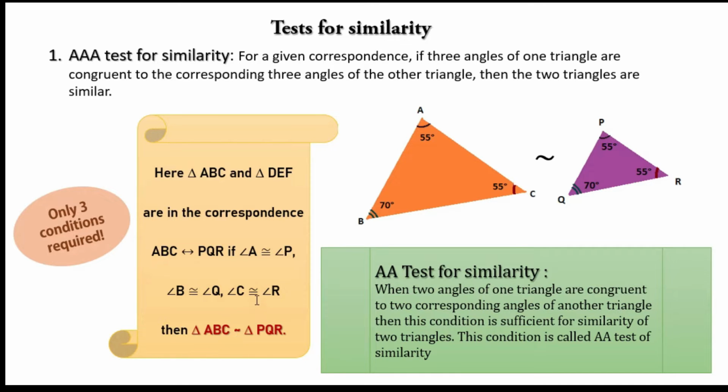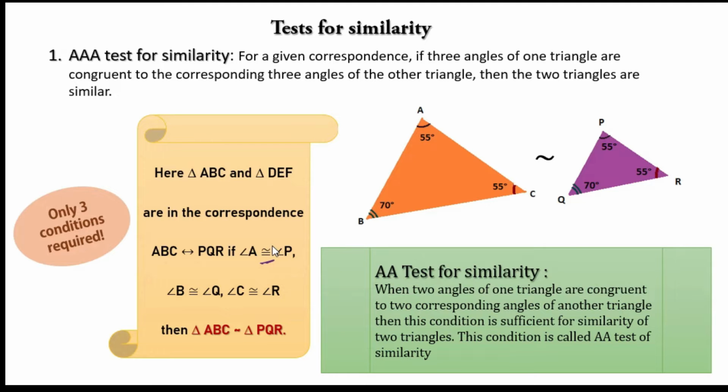There is a difference between congruent and similar. We are just going to check this test in order to prove whether they are similar or not. We are not interested in proving them congruent. Don't get confused. To find this similarity, we require only three conditions. See this? Only three conditions are required. This is the first condition.